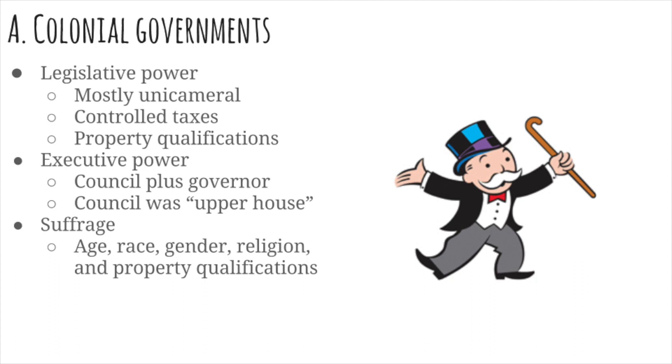Usually the executive or the enforcement power was given to an executive council or cabinet of officials plus a governor. This sometimes was called the upper house of the legislature, but we would call it an executive today. And finally, voting was really restricted in early colonial America. There were age restrictions, property restrictions, race, gender restrictions, to the point that fewer than 10% of people were eligible to vote in colonies like Massachusetts or Virginia. That being said, more people were able to vote in the American colonies than anywhere else in the world at that time.